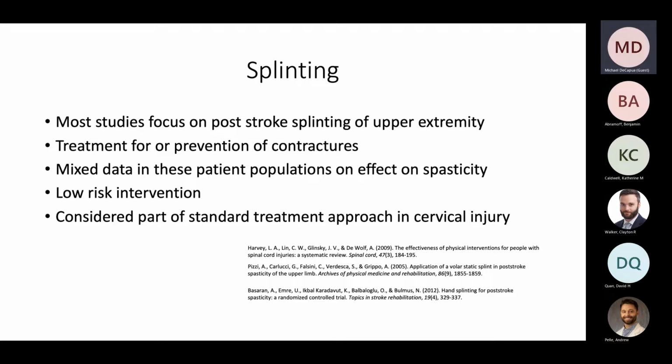Next is splinting. Again, I looked at a couple of different studies, mostly looking at the effect of splinting multiple different limbs and areas and its effect on spasticity management. Most of these studies do mention that this is a treatment for prevention of contractures. Most of the studies that I could find on splinting were focused on post-stroke patients. There are very few direct studies looking at splinting in patients with spinal cord injuries and its effect on spasticity.